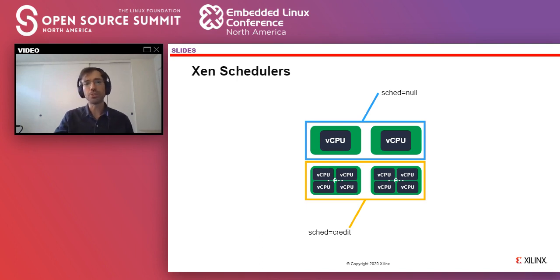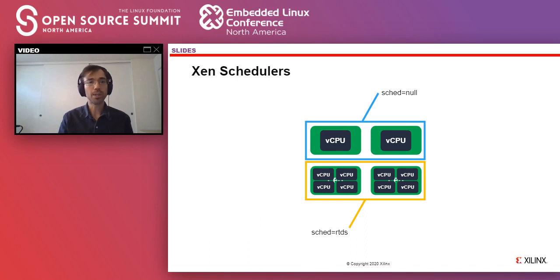You can do better than credit, though, even if you have more virtual CPUs than physical CPUs, because there are other schedulers that come with Xen, such as RTDS, which is a real-time scheduler. It should still allow you to run more virtual CPUs than physical CPUs on the platform, while still providing real-time guarantees. That said, there is nothing really better than the null scheduler, because it simply does nothing. So if you want the minimum possible latency and assign fully a CPU core to a VM, the null scheduler does exactly that.